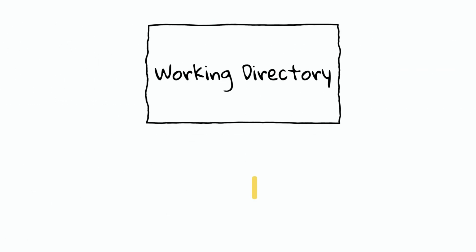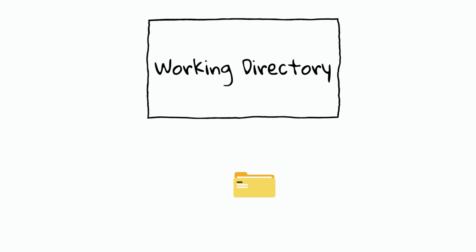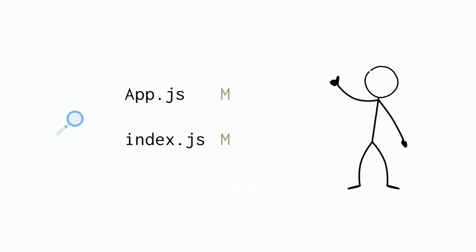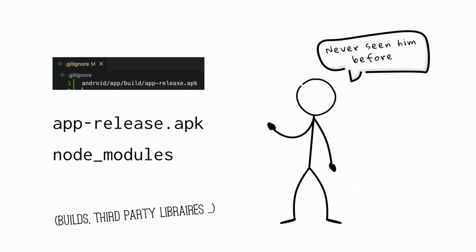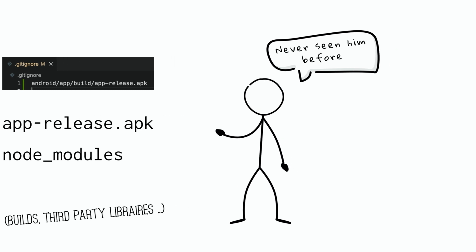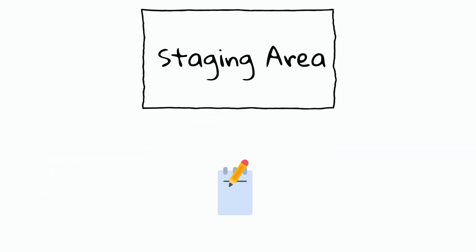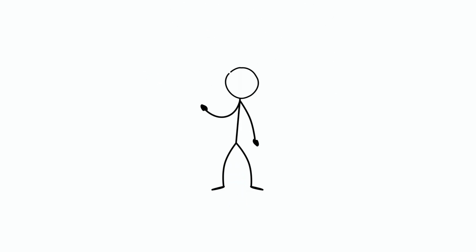The working directory is the directory where you're working on your computer. It consists of tracked files which Git knows about, and untracked files which Git does not know about. On the other hand, staging area is where all the files that are going to be part of the next commit reside. Hey, hold on for a second.